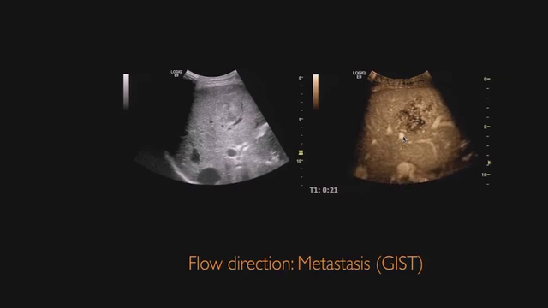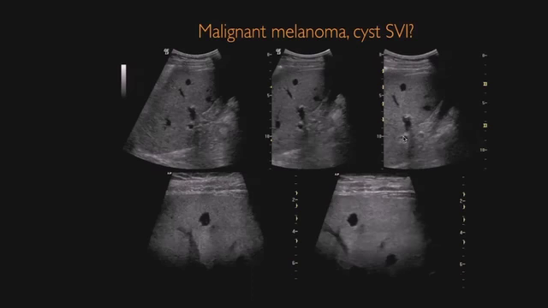And sometimes you have a grayscale image, and you think, clear case, it's just a cyst. So you can see this is a patient with a malignant melanoma, and then I use different modes, and then I switched to the linear probe. And on the linear probe, it was not really well round-shaped. So this is why I thought, well, let's do contrast. So this is here.